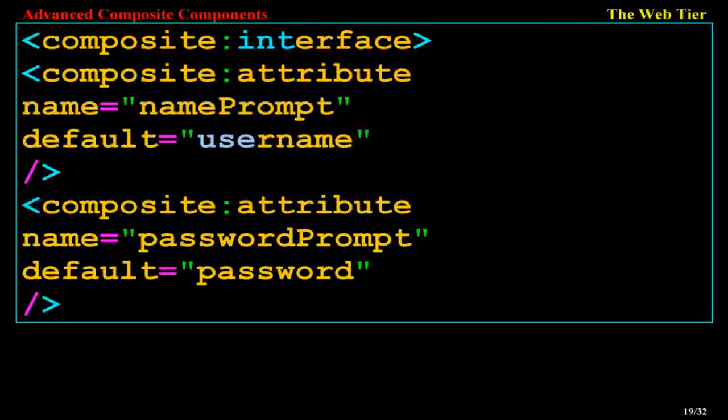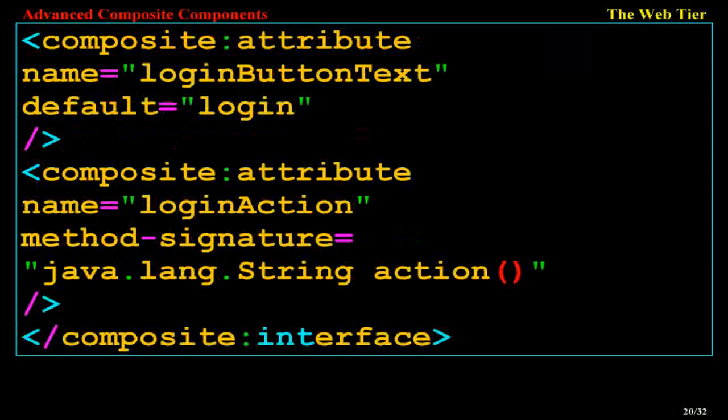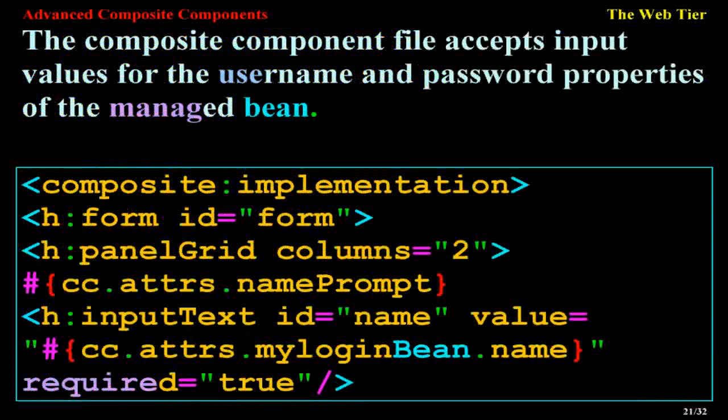composite:interface. composite:attribute name equals namePrompt, default equals Username. composite:attribute name equals passwordPrompt, default equals Password. composite:attribute name equals loginButtonText, default equals Login. composite:attribute name equals loginAction, method signature equals java.lang.String action. /composite:interface. The composite component file accepts input values for the username and password properties of the managed bean.